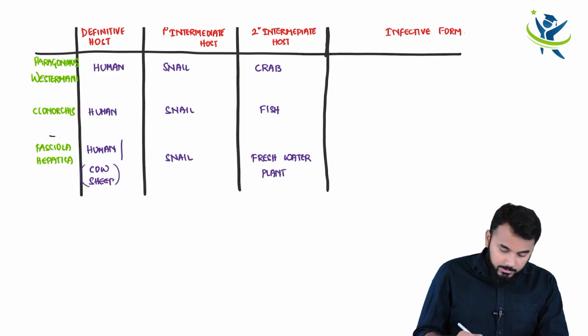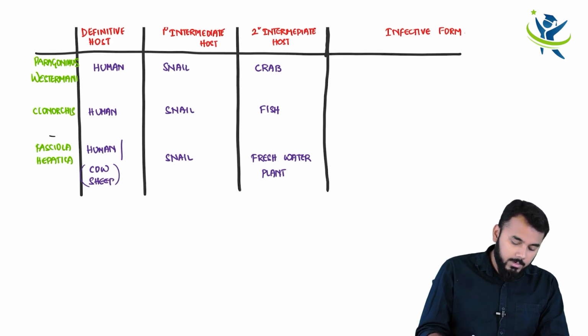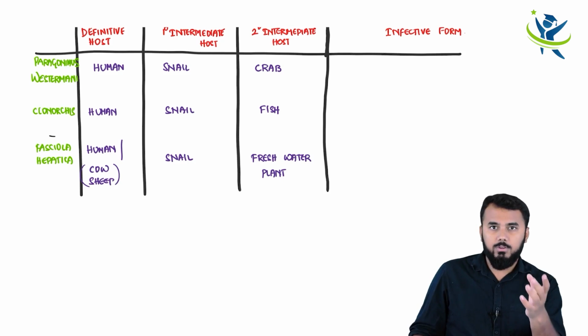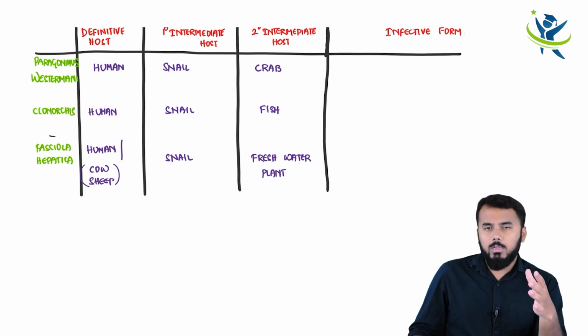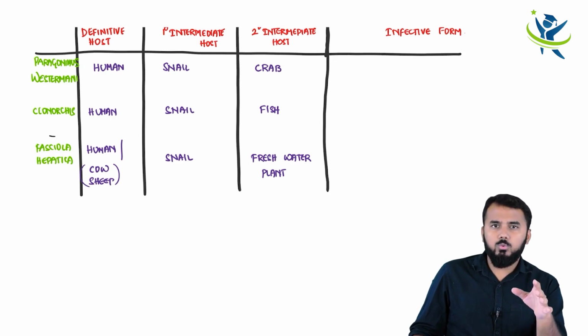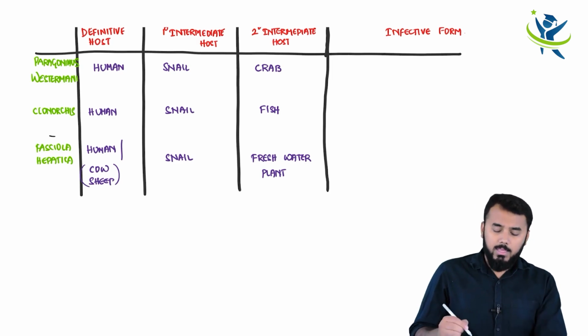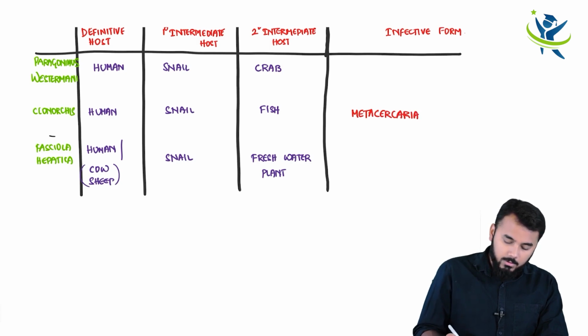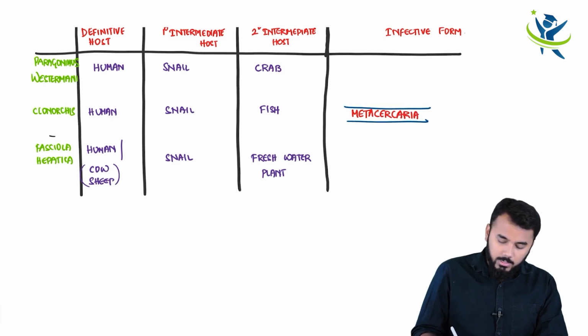Okay, now when it comes to the infective form, again I'm telling you, the infective form in all trematodes will be the metacercarial larva, except in case of Schistosoma. Except that, in all trematodes you have the common infective form, and that would be metacercaria larva. Okay, so keep this important thing in mind.